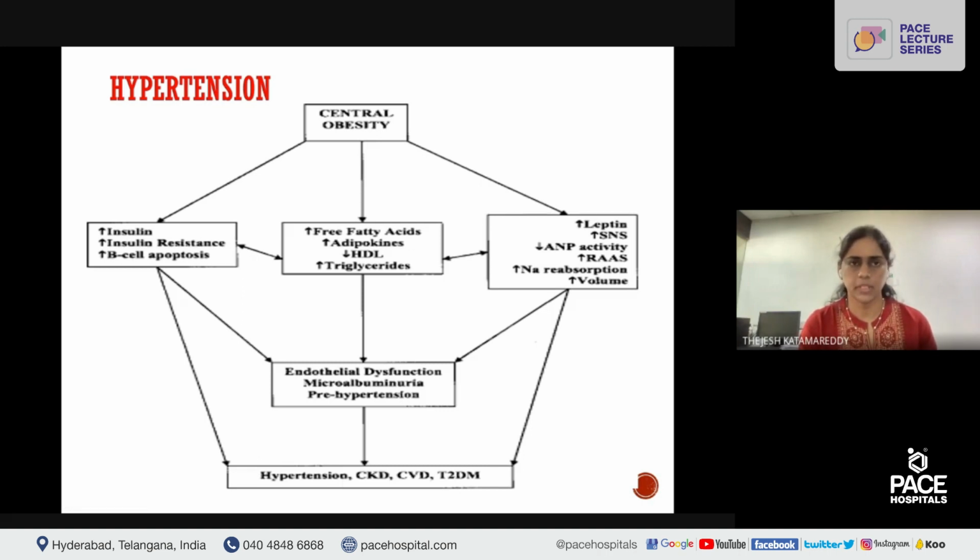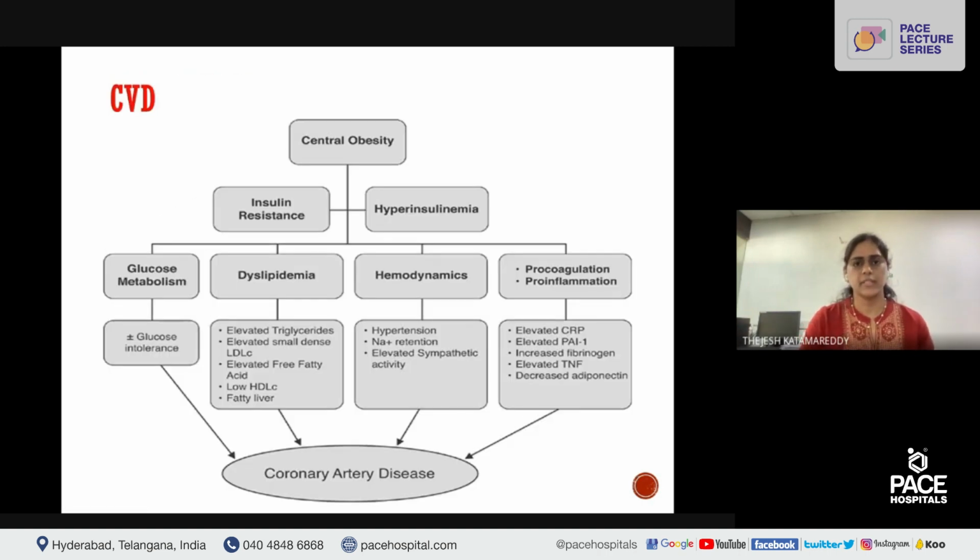Coming to cardiovascular disease, the same mechanisms help to cause it. Mainly the glucose intolerance and all the derangements in the fatty acids, changes in the hemodynamics in the form of hypertension, sodium retention, elevated sympathetic activity, and elevation of procoagulation factors. All this leads to the formation of platelet plaques in the blood vessels, leading to coronary artery disease.